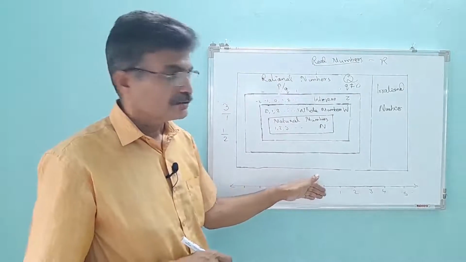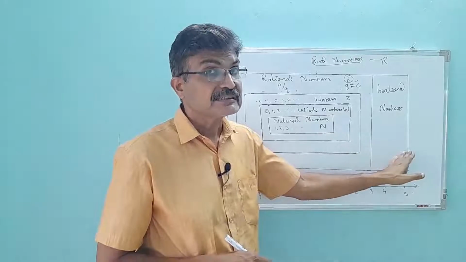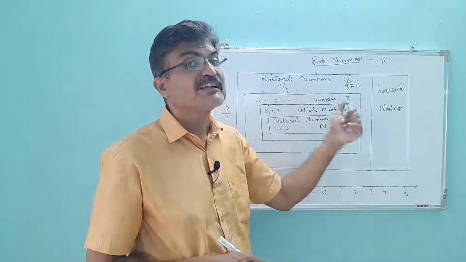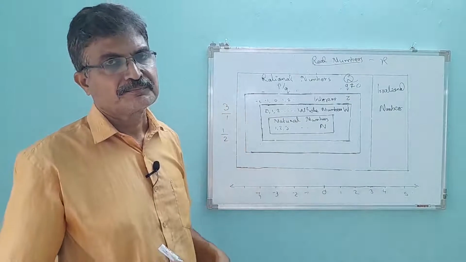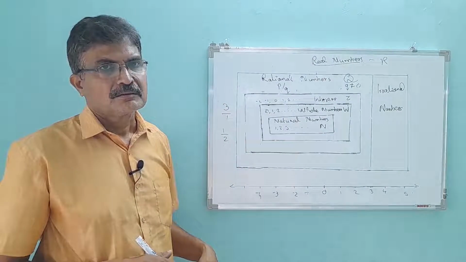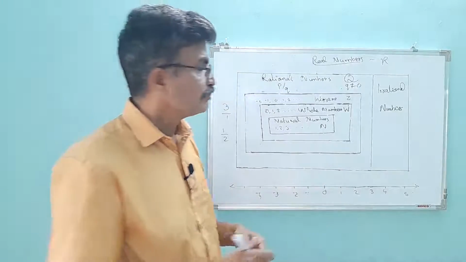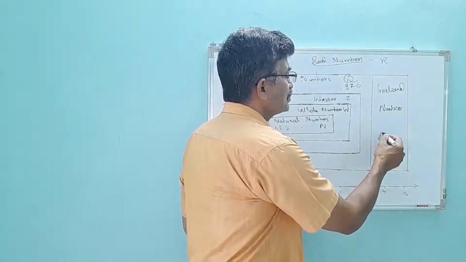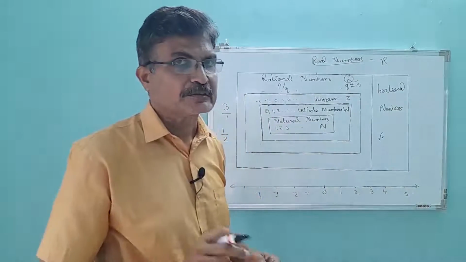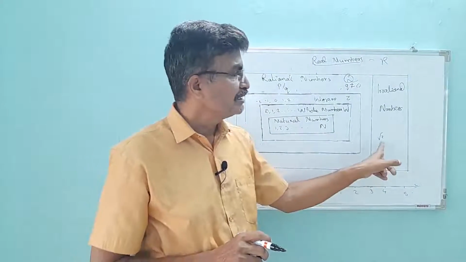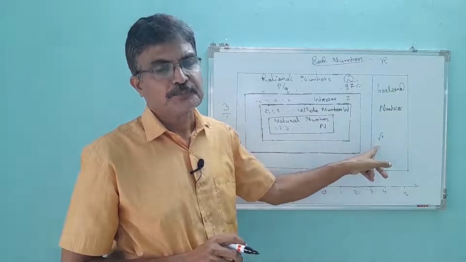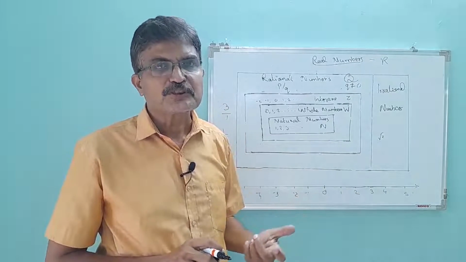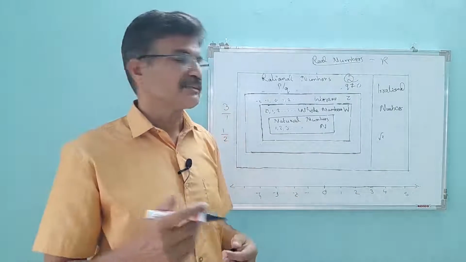So this part is over. Then there are some numbers that can't be written in the form of p by q. Those numbers are called irrational numbers. Example, root 2. Root 2 is called the Pythagoras constant. It is an irrational number, which can't be written in the form of p by q. Why it is not possible to write it as p by q, I will discuss in the next section.